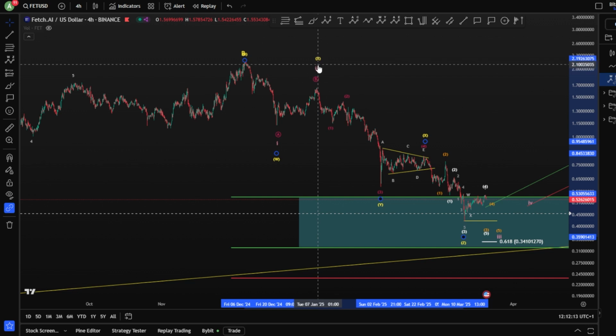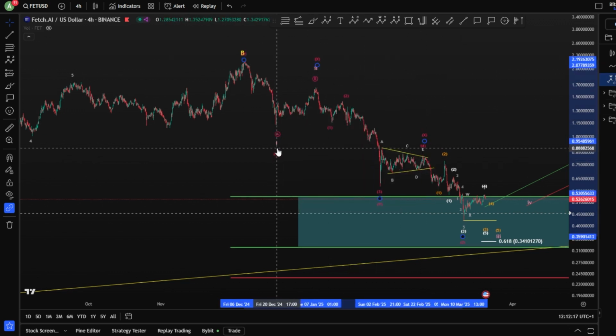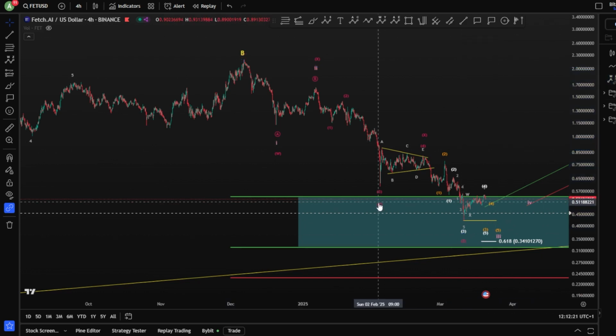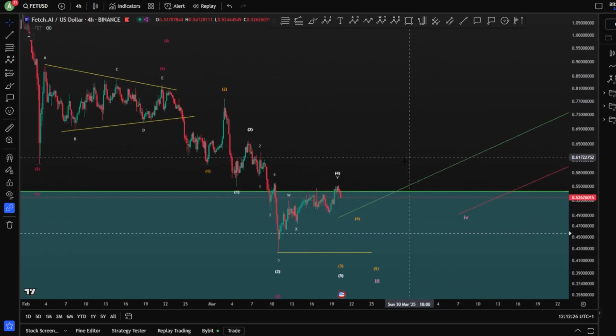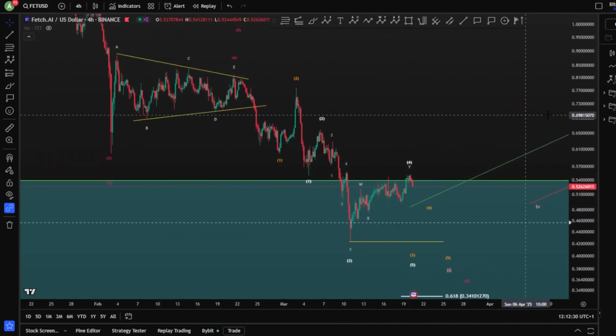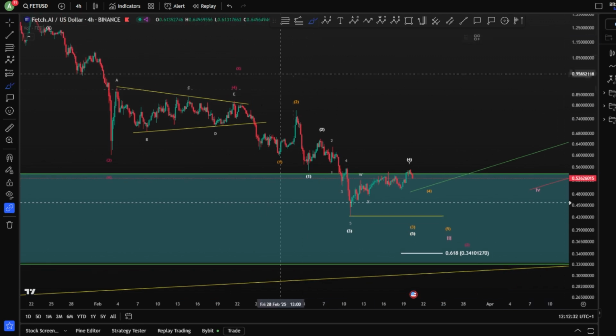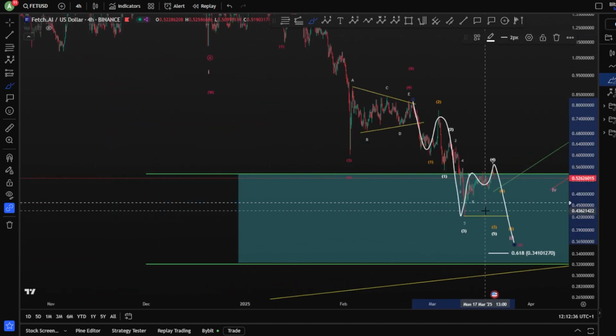Potentially this is what's going on, guys, in a W, X, and a Y complex structure that might have finished exactly here. And basically we are looking for higher, unless of course this will continue for an extended wave Z, meaning your wave Z can still be 3 waves down, 3 waves up, and then 5 waves down.